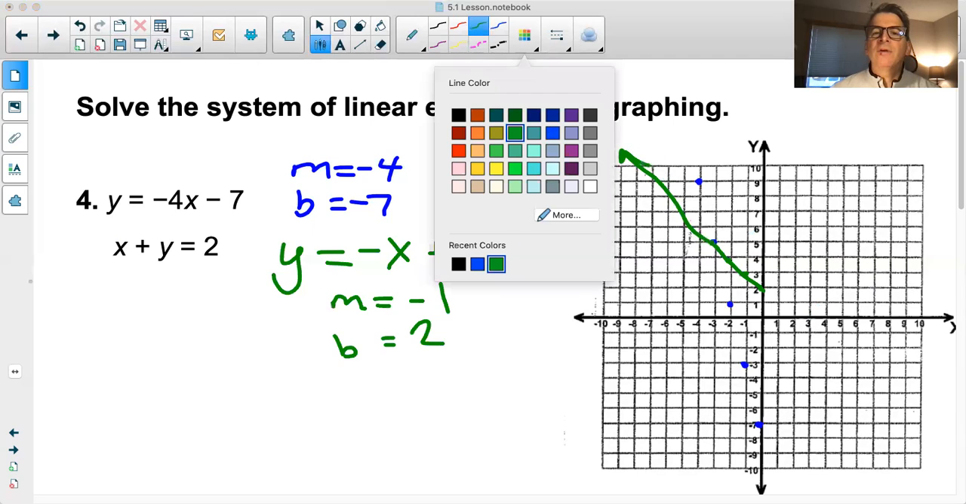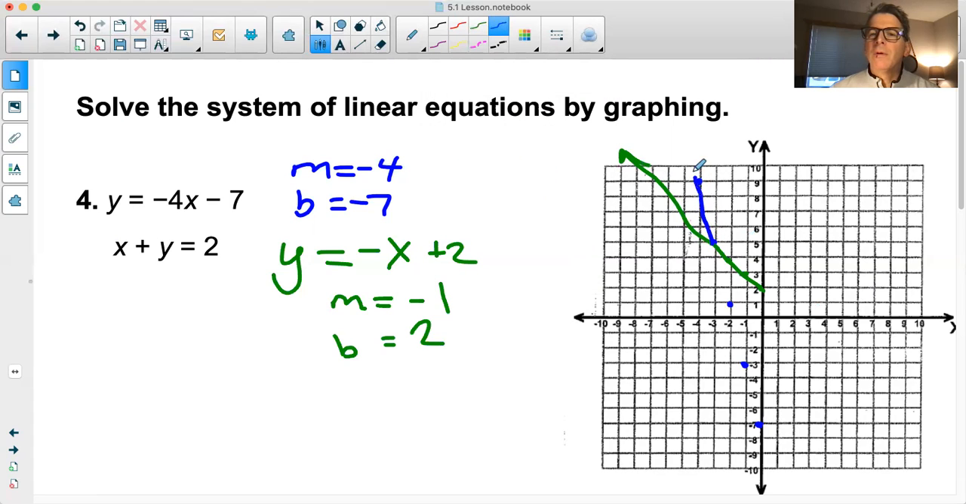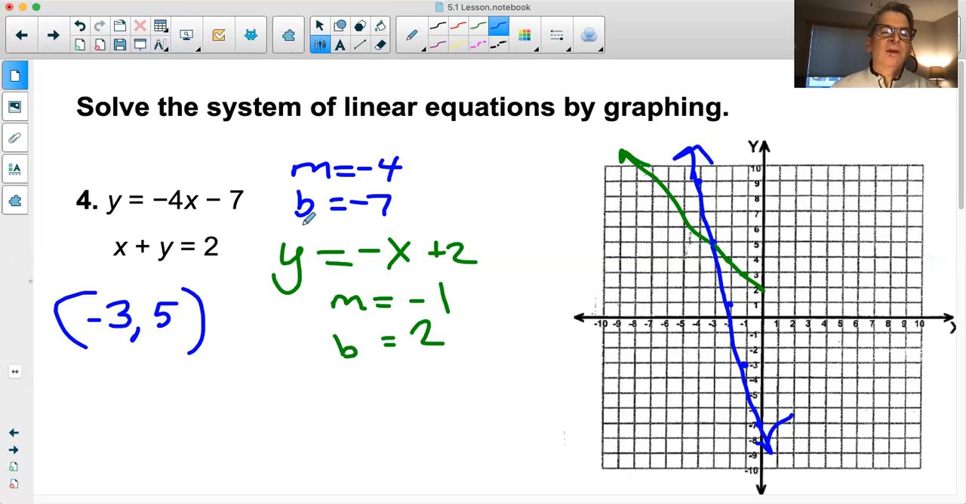And then back to my other color. And you probably have a lot better graphs if you have a chance to use specific graphs, but you can kind of see how that works out. That is the intersection point, -3, +5, and that would be your solution to number 4. -3, +5, and if you plug those numbers in, they do work, okay? So that would be number 4.